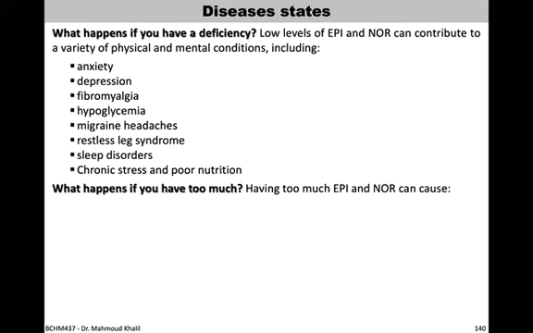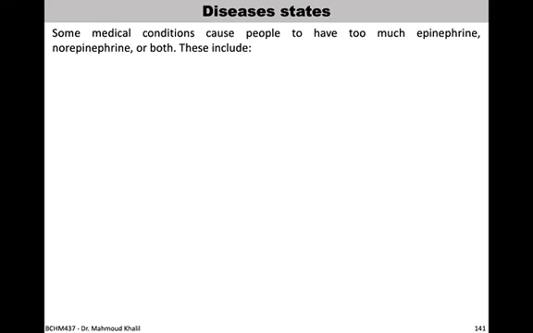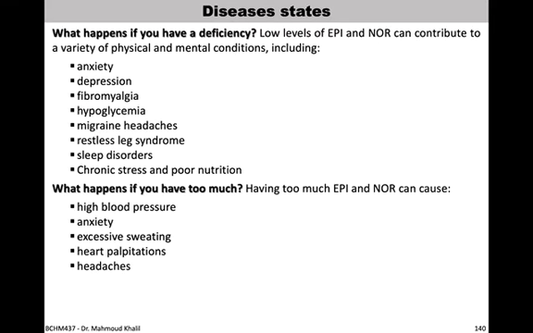So what happens if there is too much epinephrine and norepinephrine? Of course, it will be obvious: increased high blood pressure, anxiety as well, excessive sweating because you have a high metabolism, heart palpitation, and headache. Okay, so these are the disorders or disease states upon increased and decreased levels of both hormones, epinephrine and norepinephrine.